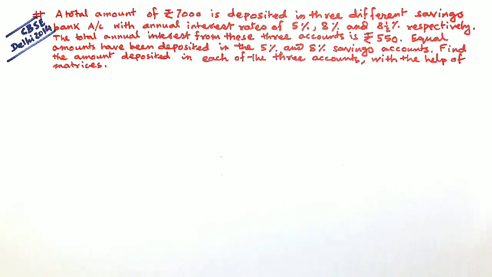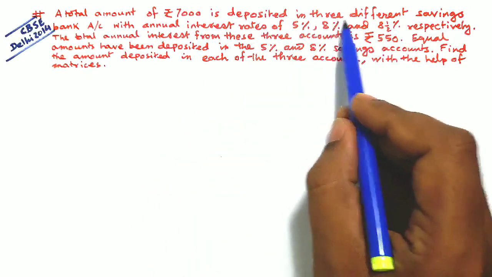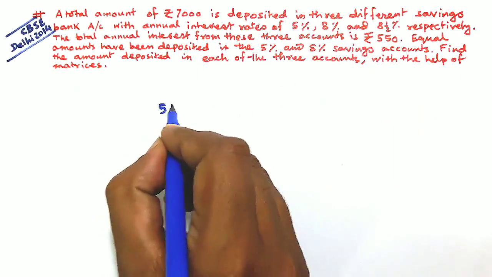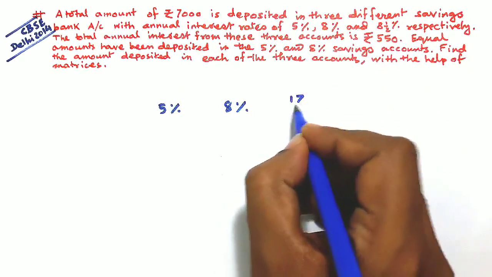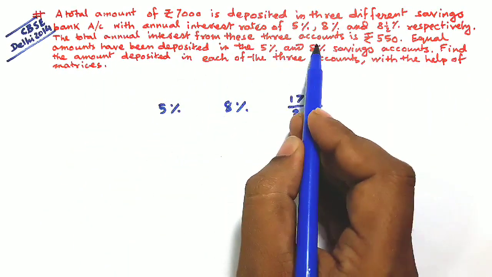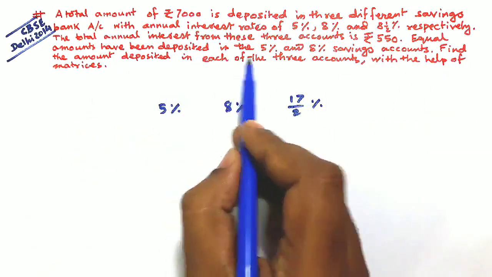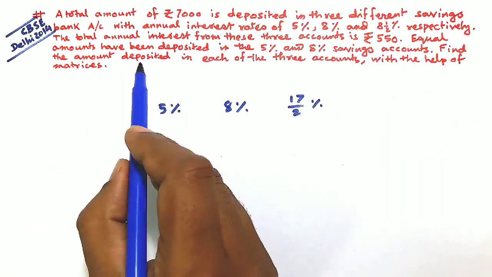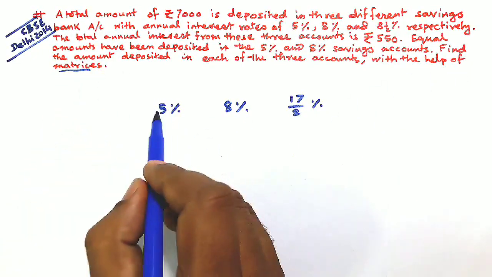Very important. This is a word problem. A total amount of rupees 7,000 is deposited in 3 different savings bank accounts with annual interest rates 5%, 8% and 8.5%, that is 17/2% respectively. Okay. The total annual interest from these 3 accounts is rupees 550. Equal amounts have been deposited in the 5% and 8% savings accounts. Find the amount deposited in each of the 3 accounts with the help of matrices. Okay. This is a very important question.